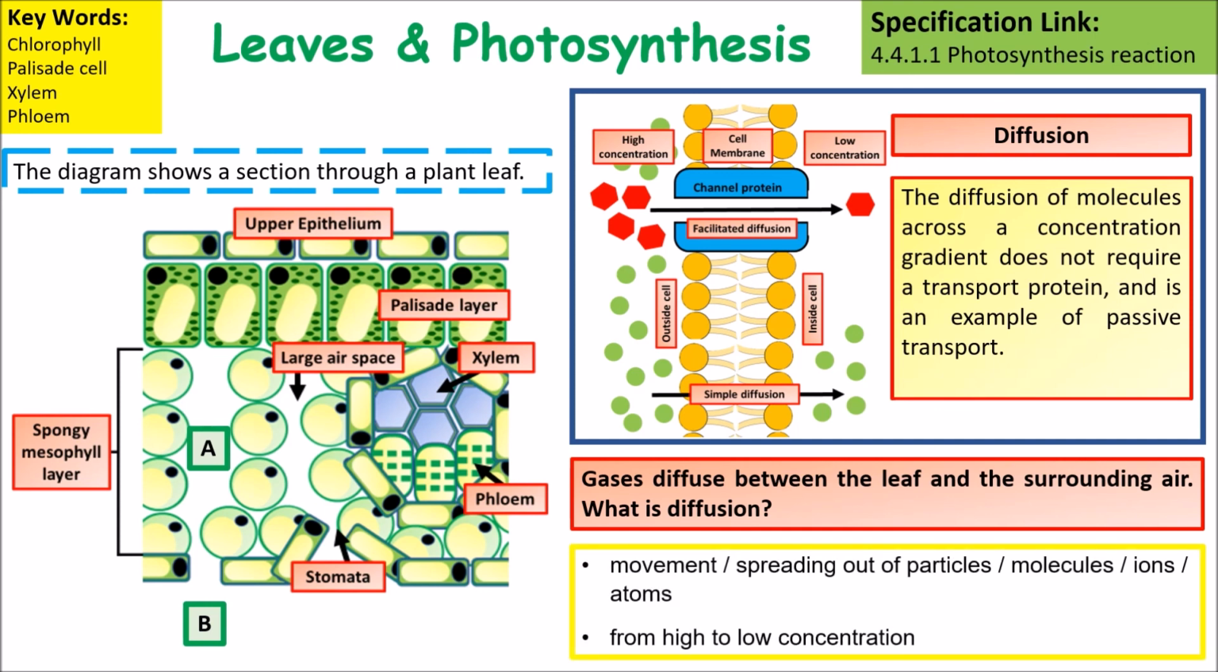So if we look at gases diffusing between the leaf and the surrounding air, what is diffusion? Diffusion is the movement or the spreading of particles from an area of high to low concentration.